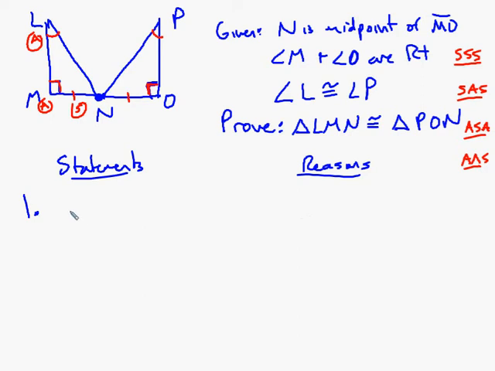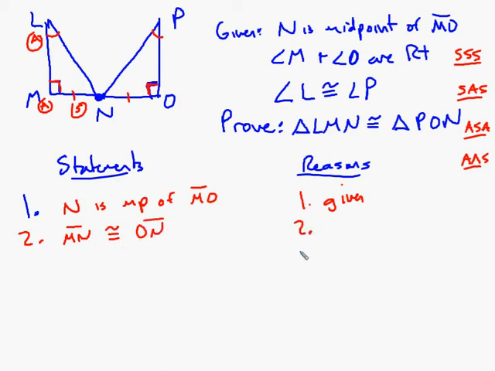Okay, so statement 1 will be: N is midpoint of segment MO, and that is given. And from that, I'm going to reason something. What do I reason from this? That MN is congruent to ON. Yep. And what reason could we give someone else? Definition of midpoint. That's what a midpoint does. It cuts a segment into two equal halves.